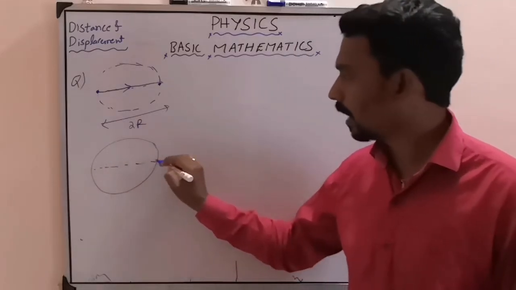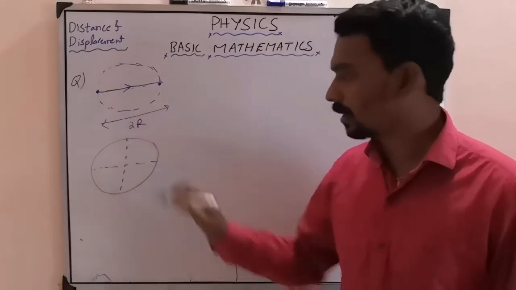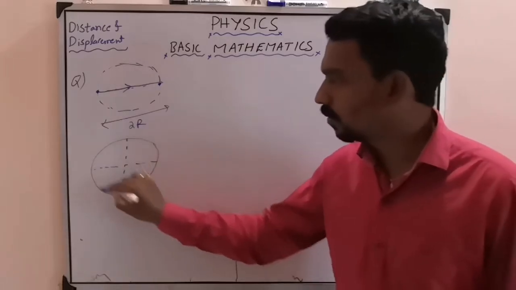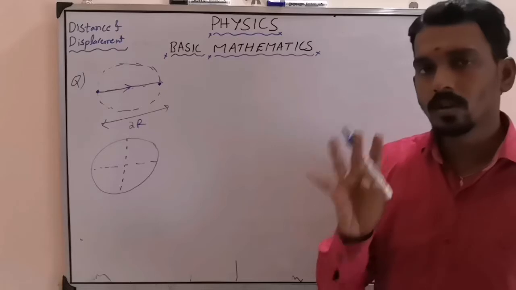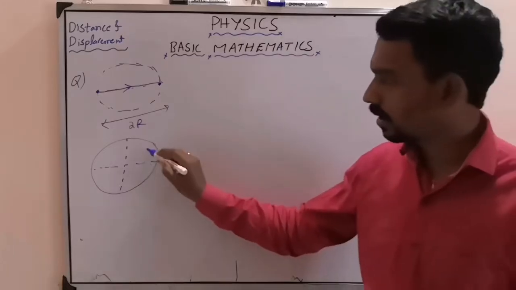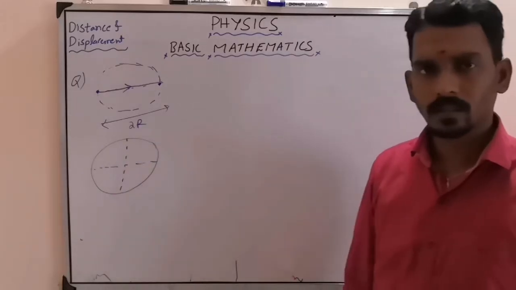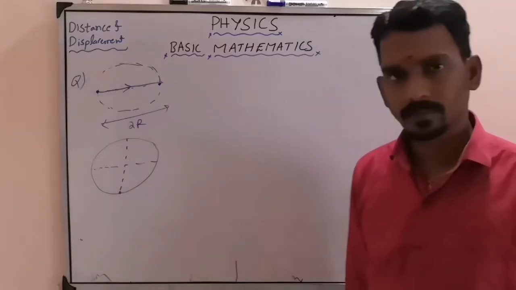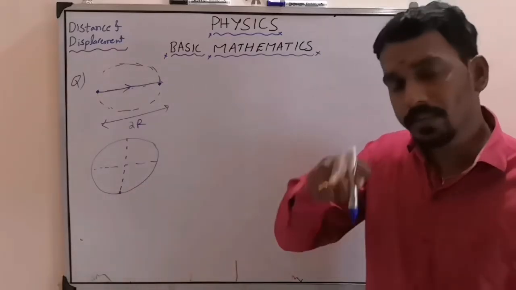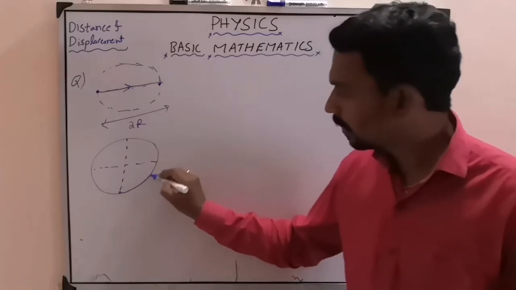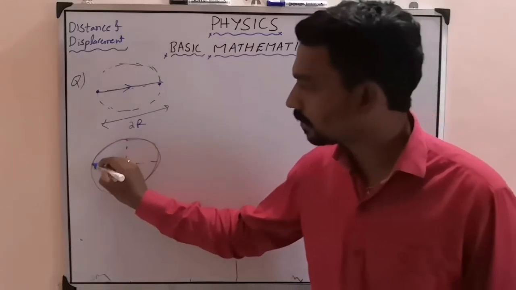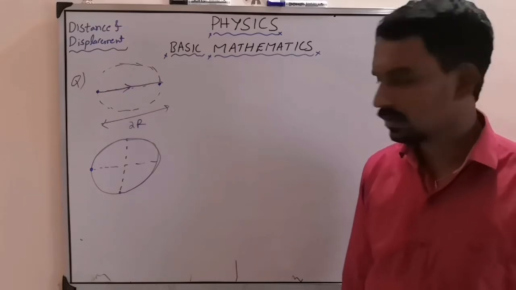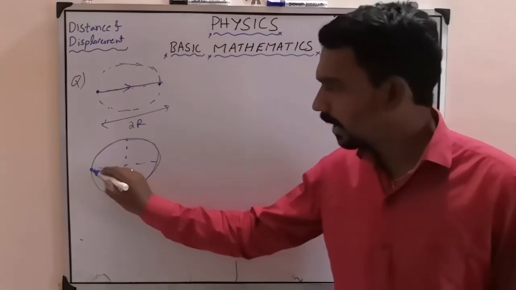See, this is one diameter, this is another diameter. Then this is 1/4, second, third, fourth. Total 4 quarters are there. Now they are telling, started at one point, then covered 3/4. 3/4 means it should cover 3 quarters. Now started here, ended here.